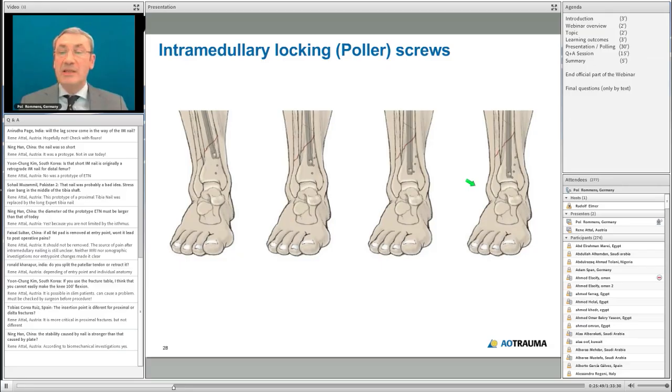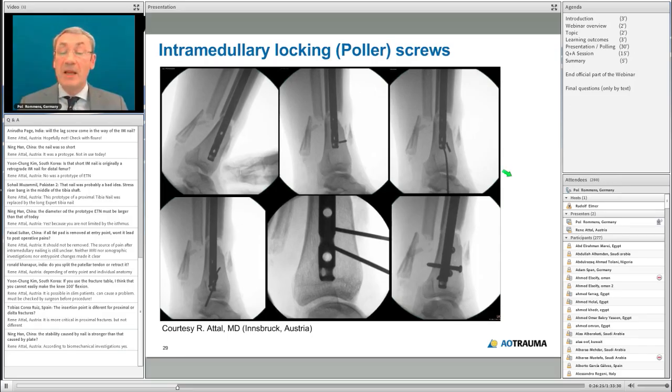Alternatively, we can use different Kirschner wires below each other in a so-called palisade technique, and they also will prevent a too medial position of the tip of this tibia nail. And you see with these three wires, the nail is forced into a central position. We can take out these Kirschner wires thereafter, and we can perform a normal interlocking.